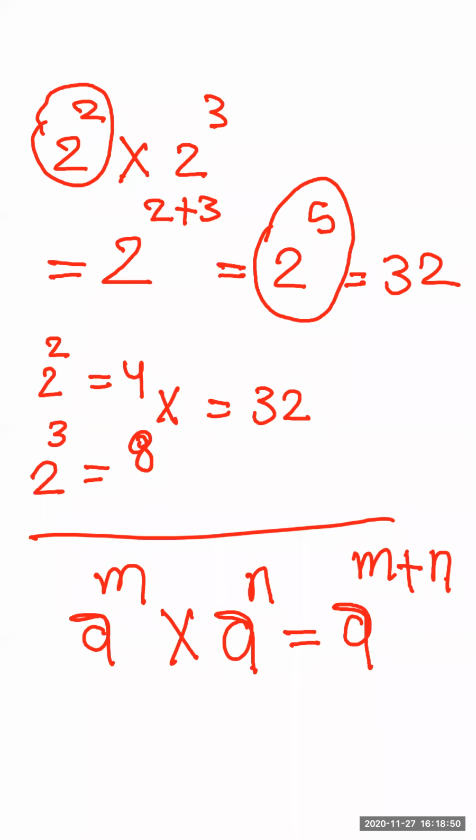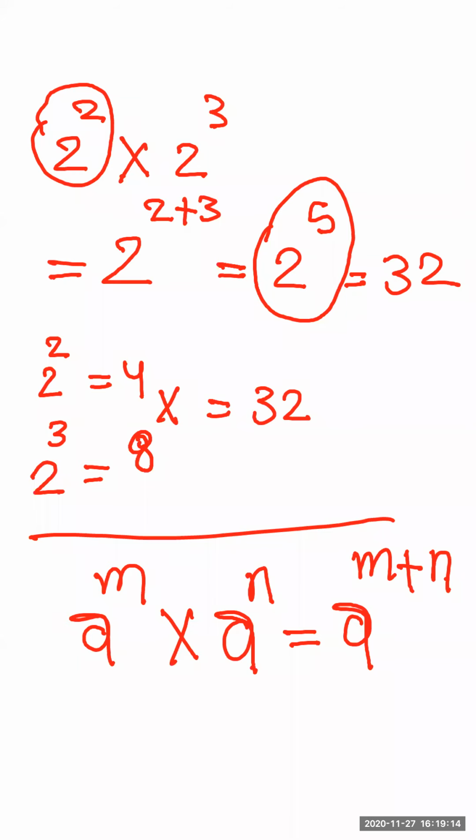Mister, so we don't do 2 times 2 and get 4? No, we do 2 power 5. Yes, exactly. I'm just adding the powers. Okay, Mister. So this means, in other words, I'm adding the indices. So this is in case of multiplying.